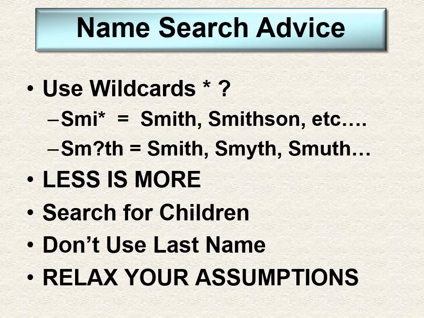Also remember that you shouldn't be too specific when you're doing name searches. Less is more. Search for children. If you really have trouble, maybe don't use their last name. Maybe it was mistranscribed on the index. And in general, in any sort of search, you need to relax your assumptions because you will find variations in names that you don't expect.